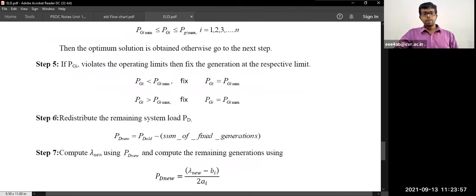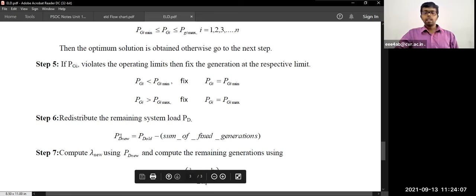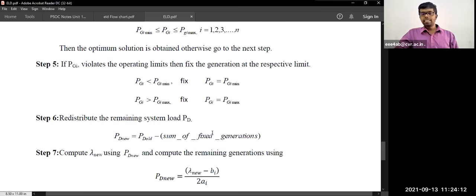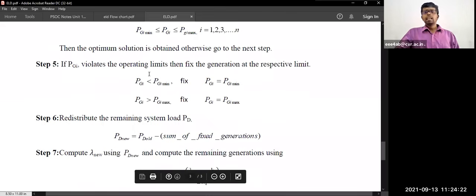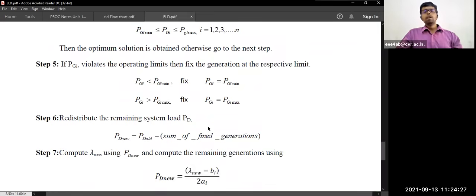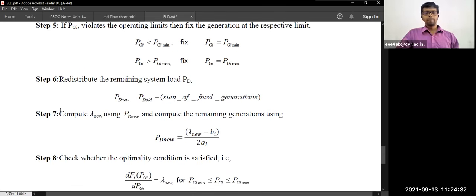Next, what is step number 6? Redistribute the remaining system load, that is PD. That is, you have to calculate the new demand value. PD new is equal to PD old minus the sum of the fixed generation that does not satisfy the operating limits. Whichever generation does not satisfy the operating limits, you need to fix that and sum it up.